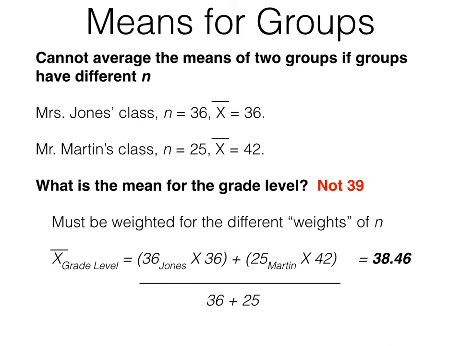When I do that, the actual average or mean for the entire grade level is 38.46. It is not the same as 39.00. So be very careful about that and work through that section in your textbook and make sure you understand that.